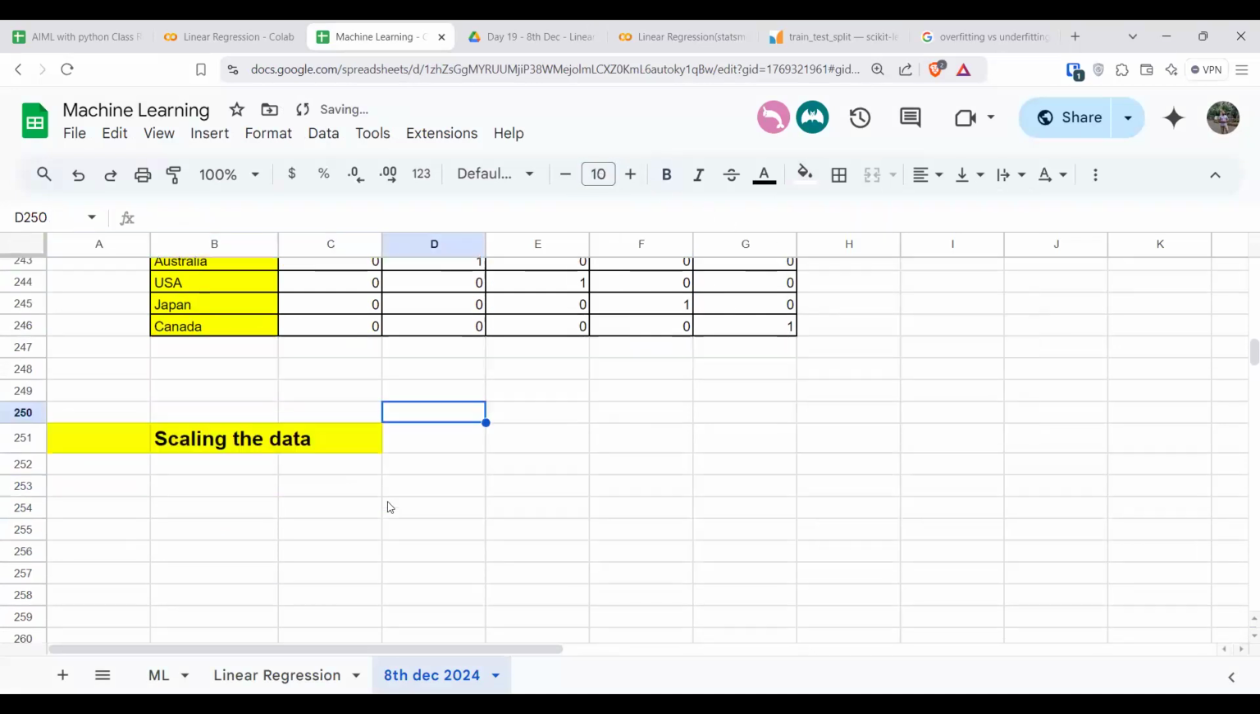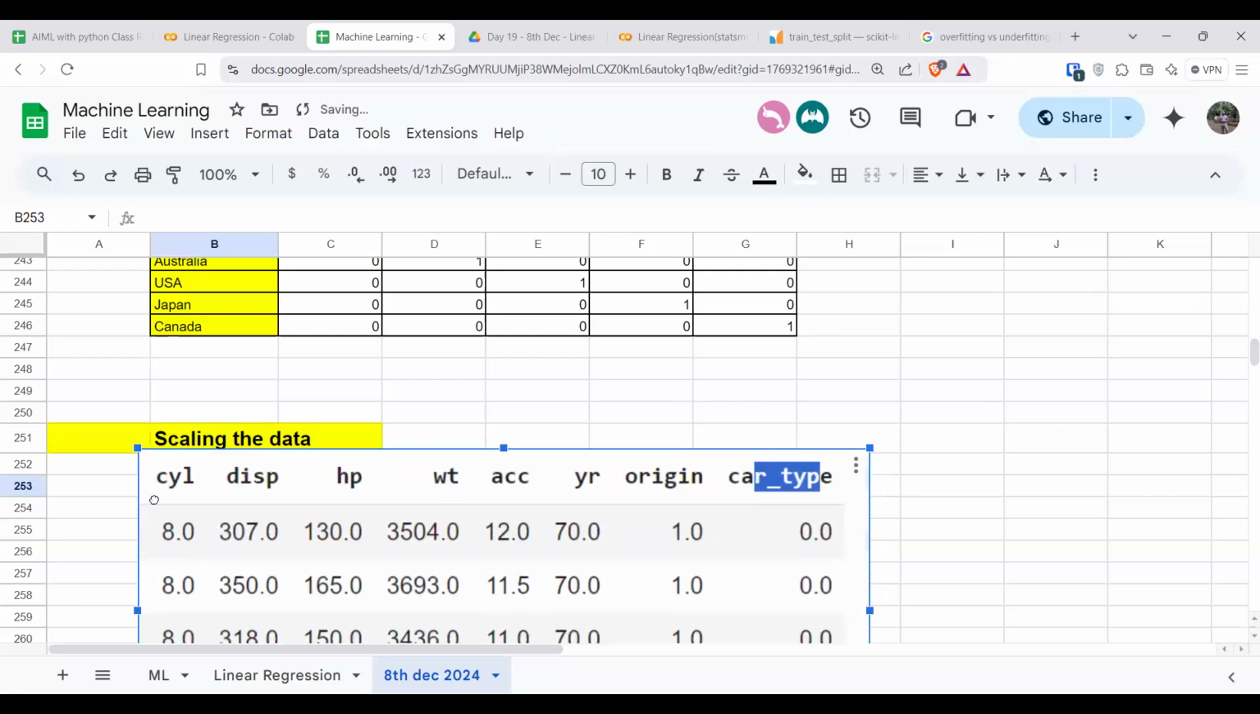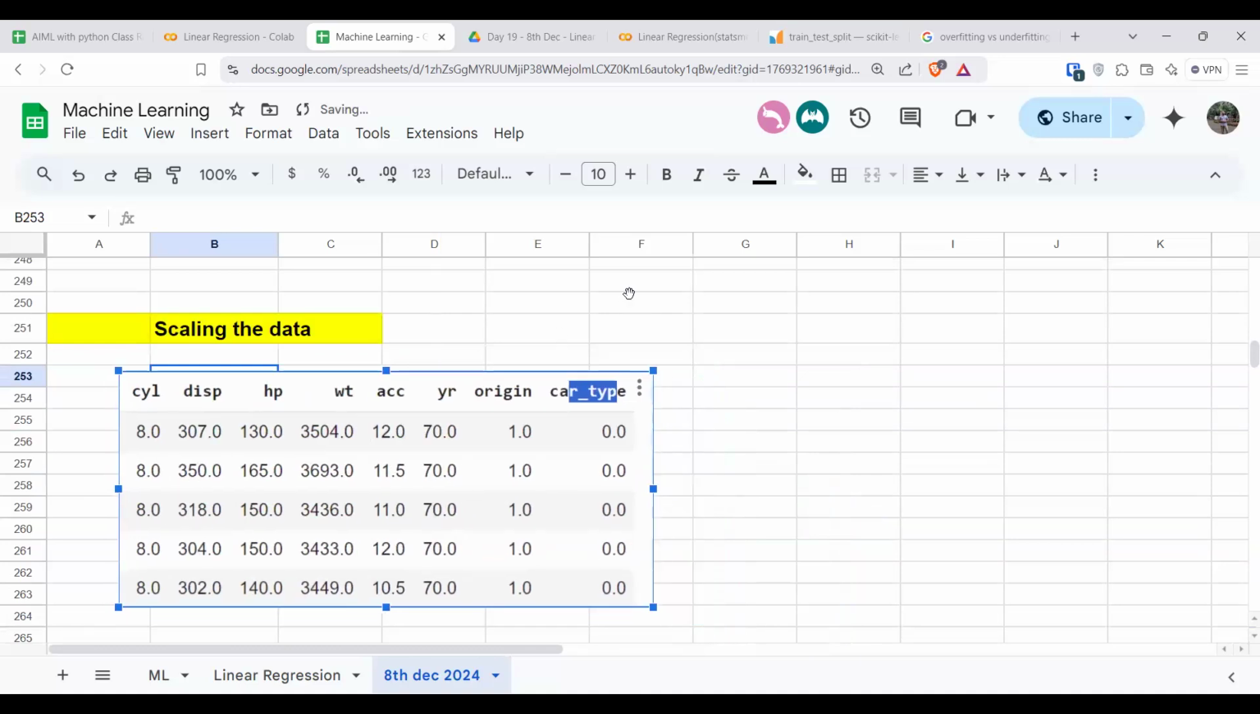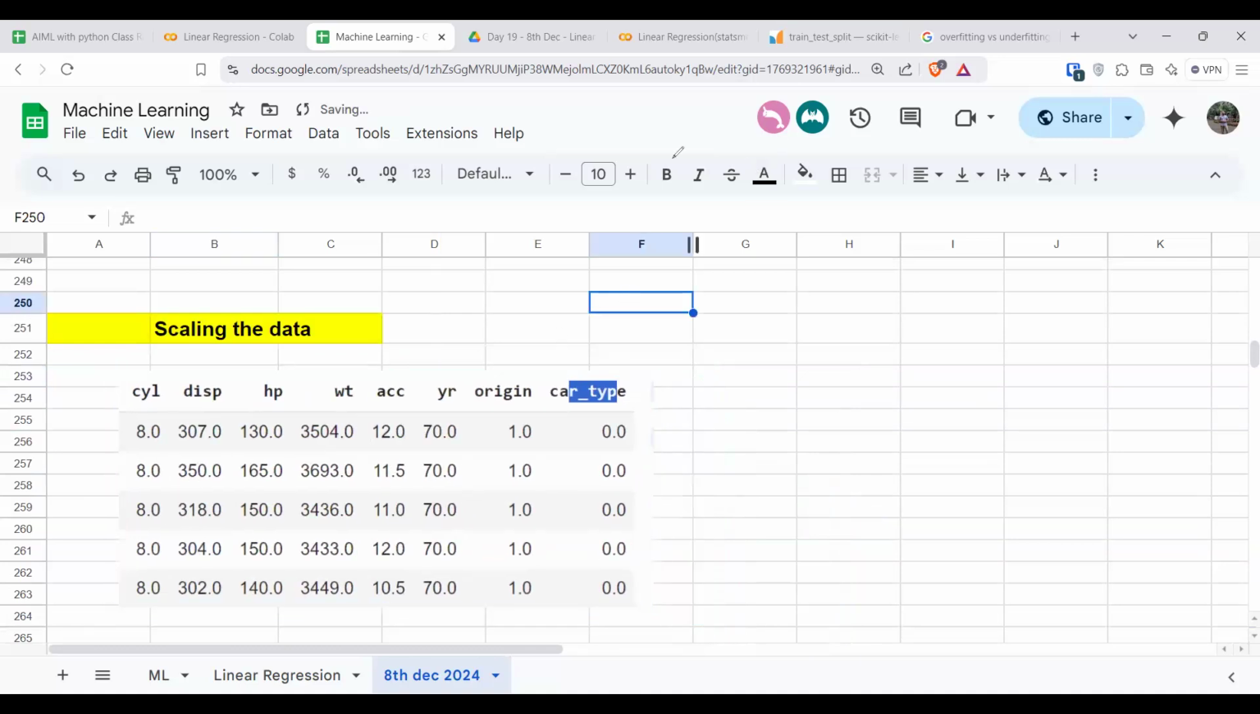Okay, so this is your data, suppose, right? Now there is one problem associated with the scales. This column is having only 1 digit. This is having 3 digits. This is 3 digits. This is 4 digits. This is 2 digits. This is 2 digits.